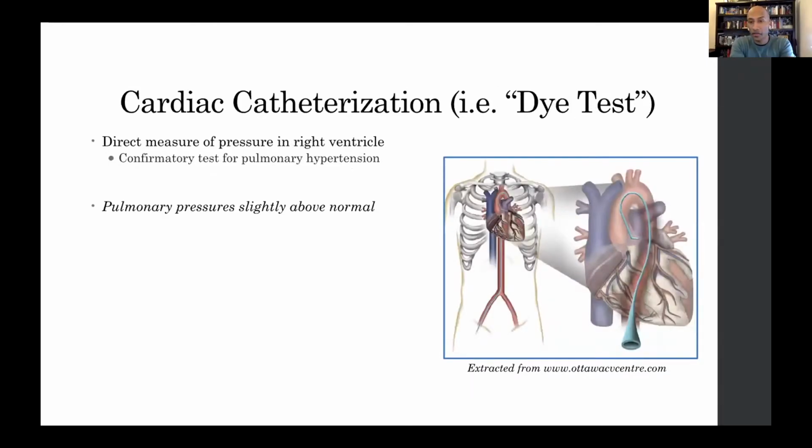So then, because she was here, she was actually from a fairly distant place, she had a test called a cardiac catheterization, or what we call in Newfoundland a dye test. So this is a direct measure of the pressure on the right side of the heart. And this would be the confirmation test for pulmonary hypertension. So the ultrasound of the heart is the screening test to raise the suspicion of pulmonary hypertension, but the dye test, or the cardiac cath, is what confirms it. And when they did this test, they did find that her pressures were slightly above normal. Next, please.